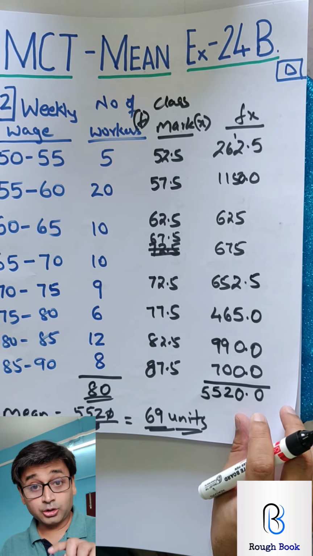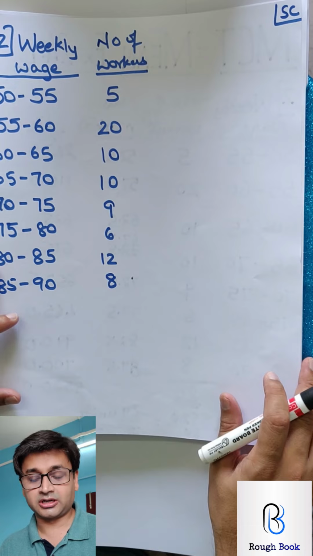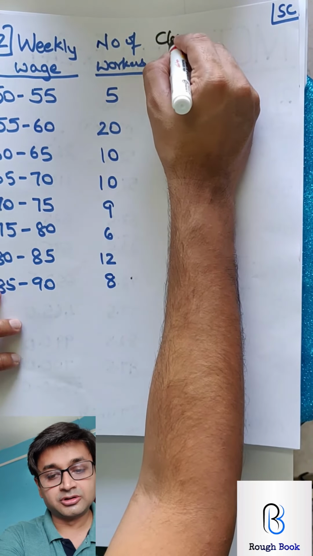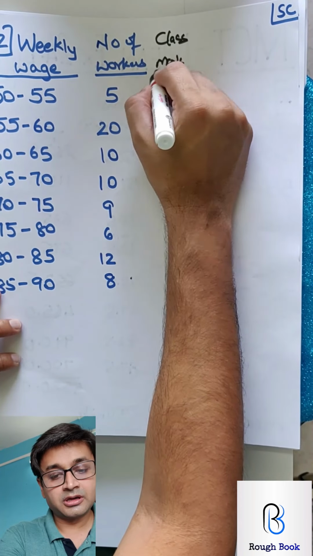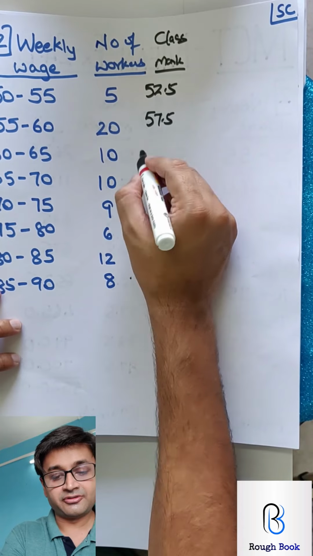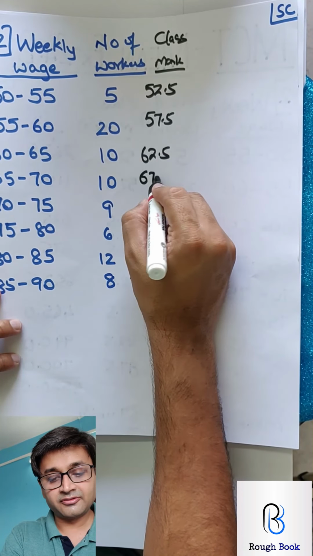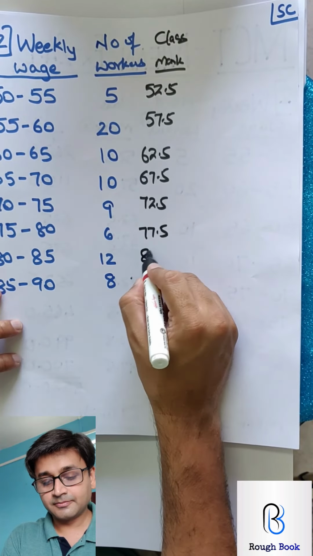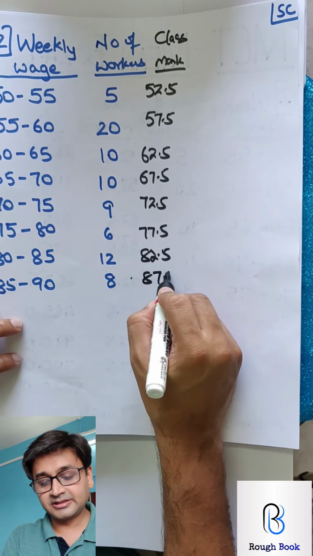How to make the same sum easy? The same sum can be made easy by using the shortcut method. Let's try the shortcut method. So the first thing we obviously need here also is class mark. Okay, so class marks: 52.5, 57.5, 62.5, 67.5, 72, 77, 82 and 87.